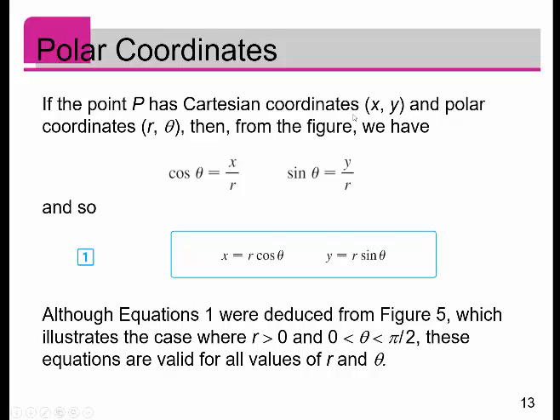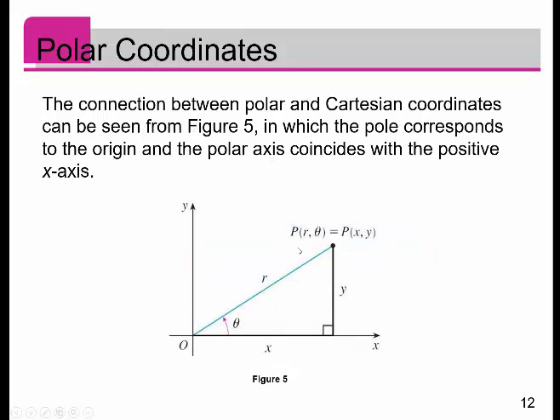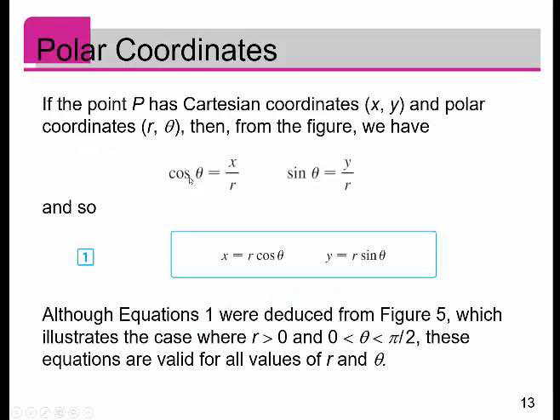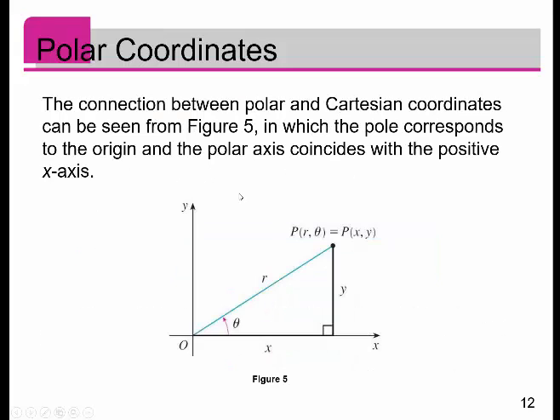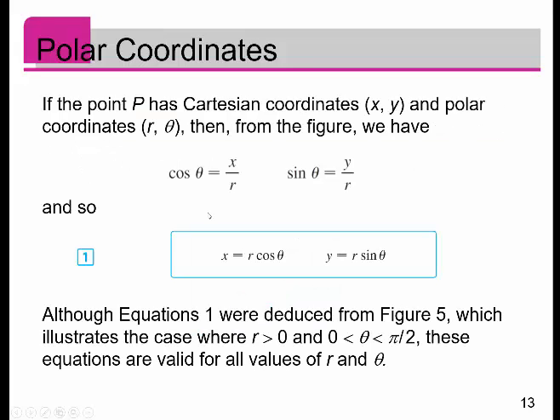If the point P has the Cartesian coordinates (x, y) and polar coordinates (r, theta), then from that figure, remember that cosine is adjacent over hypotenuse and sine is opposite over hypotenuse, from SOHCAHTOA. So cosine of theta is equal to x over r, adjacent over hypotenuse.